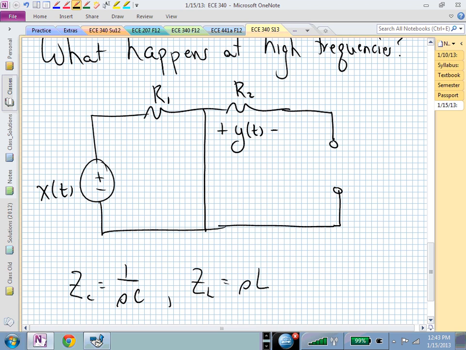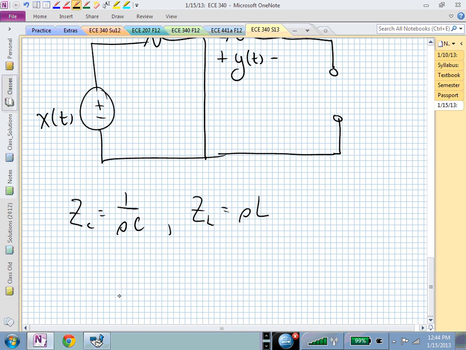What is Y going to be? Well, that's the voltage dropped across R2. That's nothing, right? Because you have no current flowing in that inductor. Its impedance is big. So that now at high frequencies, y(t) is equal to 0.